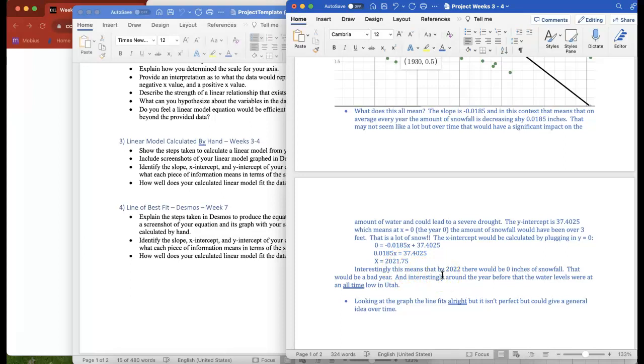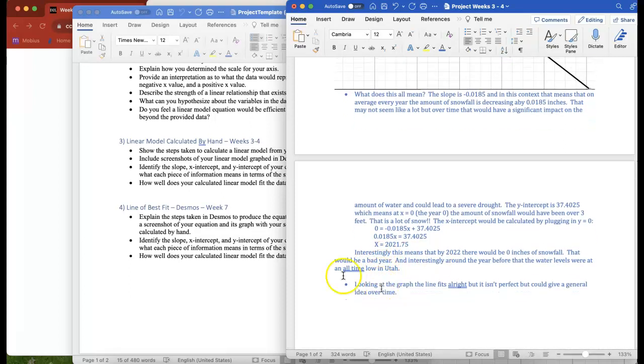And interestingly, if you go back and study, I have a sister who lives in Utah, and they were having horrible droughts until that big snowfall of 2022. So right before then, it was getting closer to that. So last year was an anomaly, but thankfully, because it was getting closer and closer to 0.